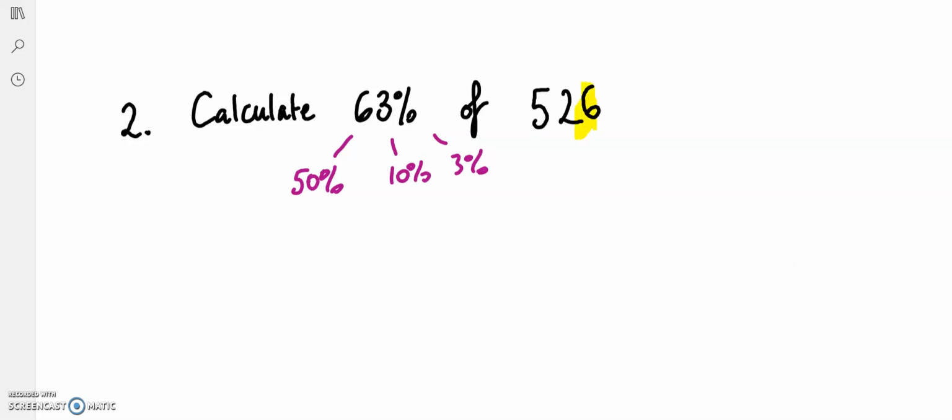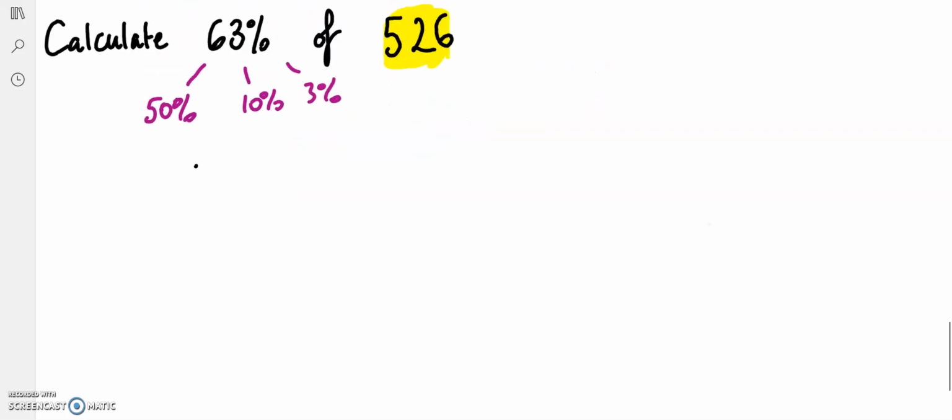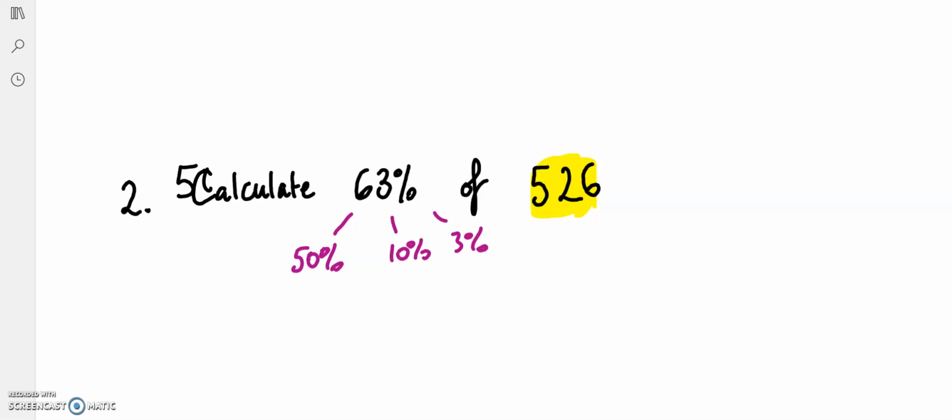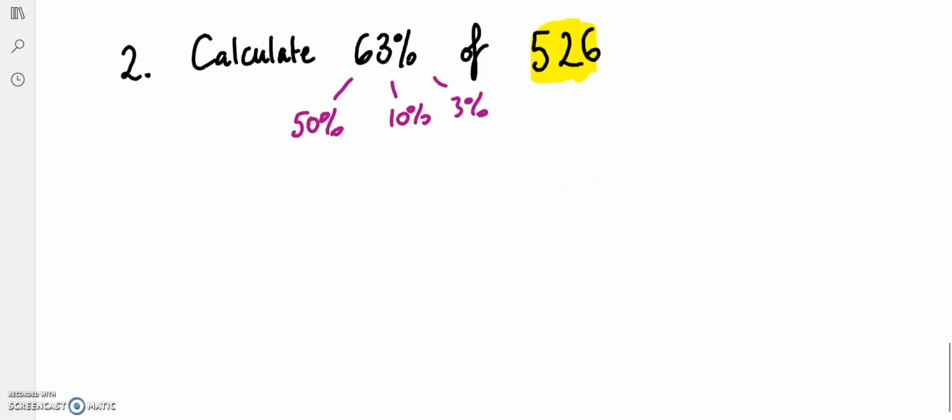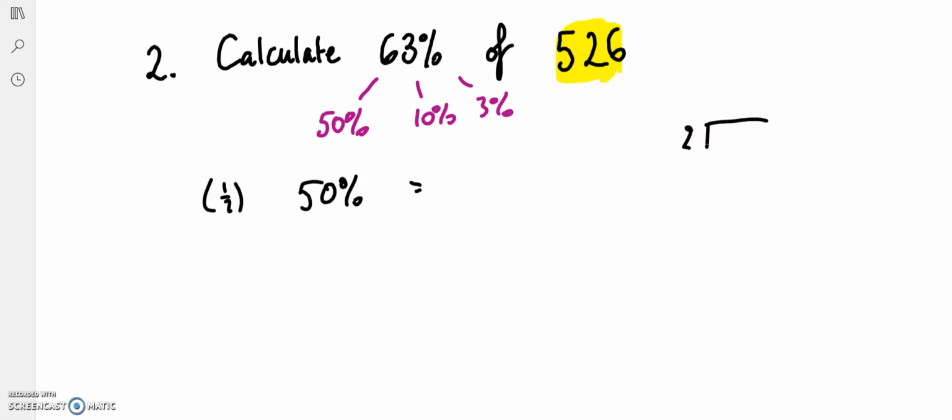This time our total is 526. There might be some decimals involved as well. In order to work out 50%, remember 50% was a half, so we're going to half 526. So 5, 2, 6, that's 2, remainder 1, 6. So 50% is 263. Okay, so I've got my 50%.